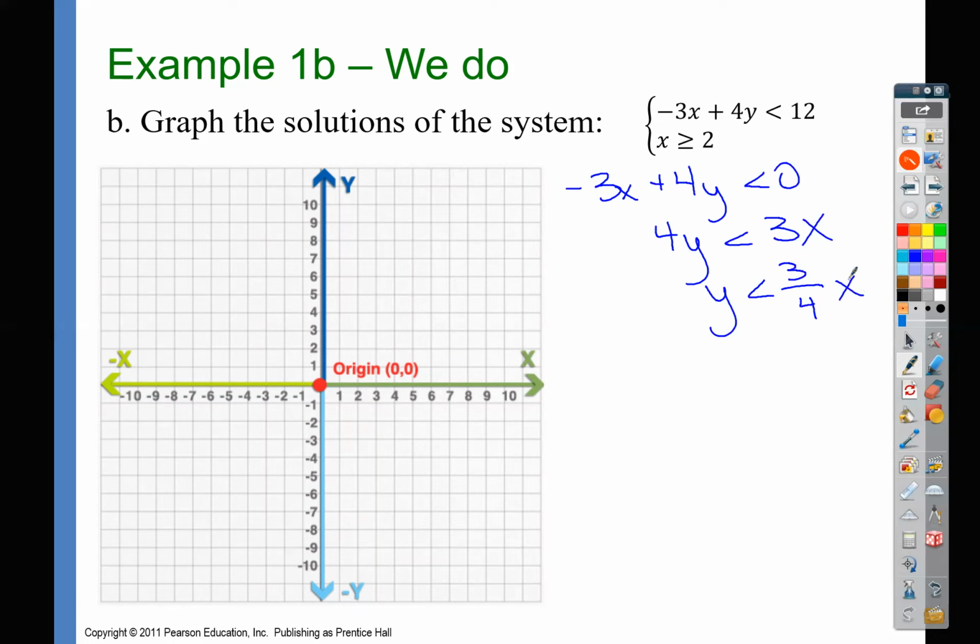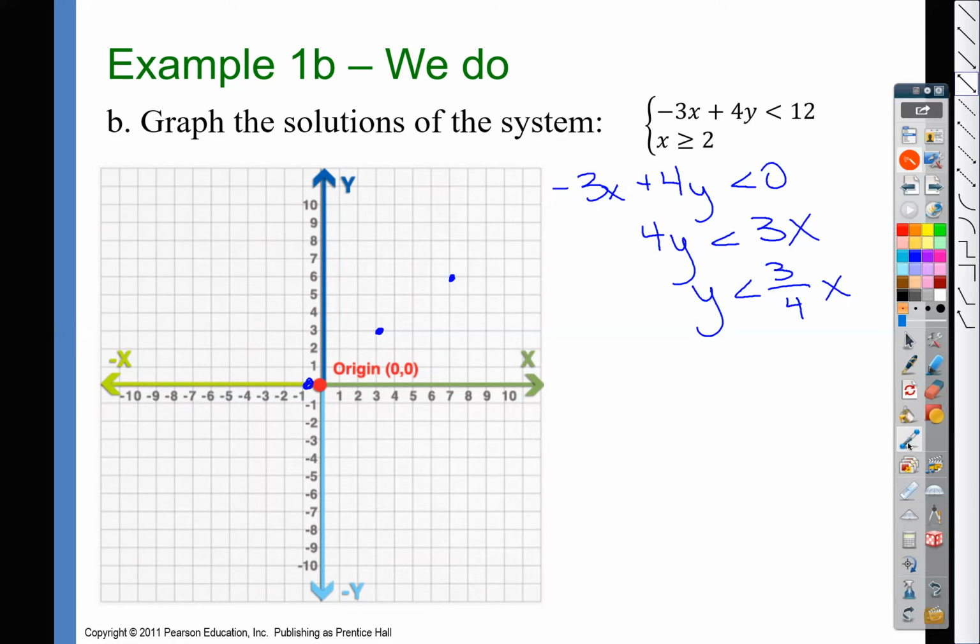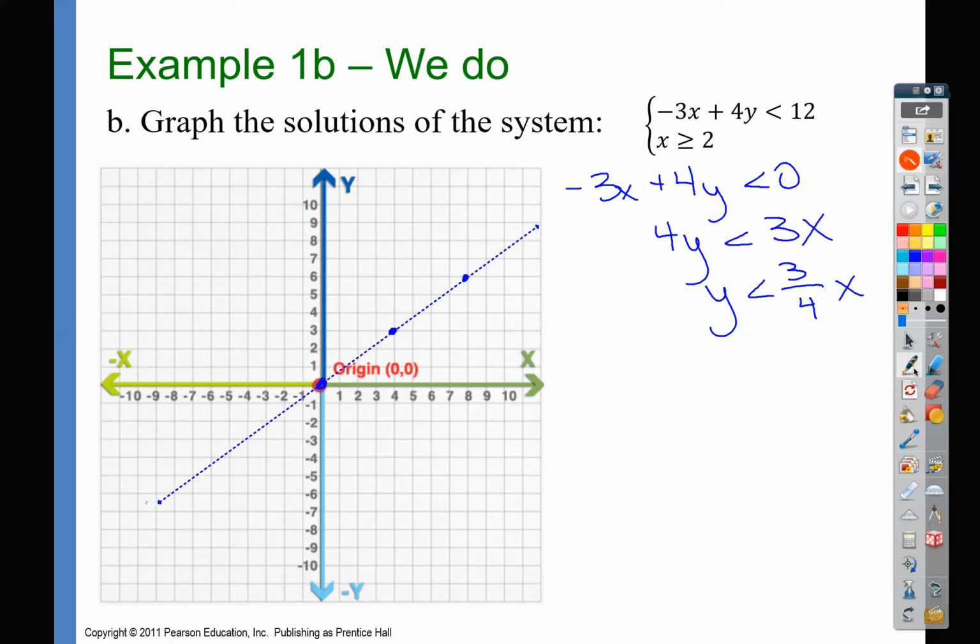So I have y is less than 3/4 x. So my y-intercept is at 0, and I go up 3 over 4. And then that is going to be a dotted line because it says less than. So I'm going to choose the dotted line and I'm going to plot it less than that, which means that it's going to be below that line. So I know that I'm going to be shading somewhere in this region because it's below, it's less than.